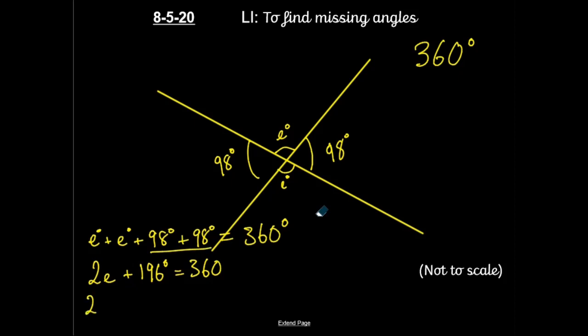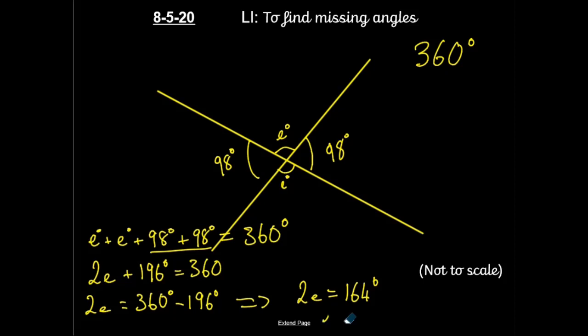So therefore, I can move around. 2E's, these two angles here, are equal to 360 degrees minus 196 degrees. So 2E's are equal to, again, I'm just going to move this across here, 360 minus 196. Well, I can minus 200 straight away. That will give me 160, and add the 4 back on because I've gone too far. That would give me 164 degrees. Now that's for 2E, so both of these add up to make 164.